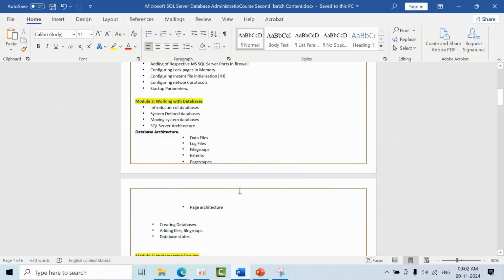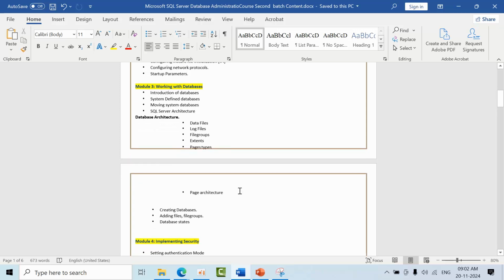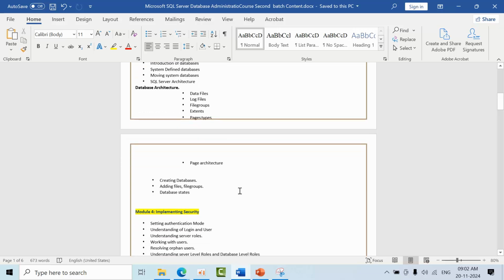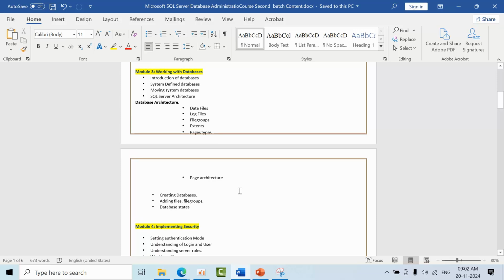We are going to learn the database architecture, how we need to create the files, what are the logical extents, space types, where the data is actually going to be stored, what is the page architecture. All these internals will help you to troubleshoot at level 3 as well. That is what we are going to discuss in module 3.